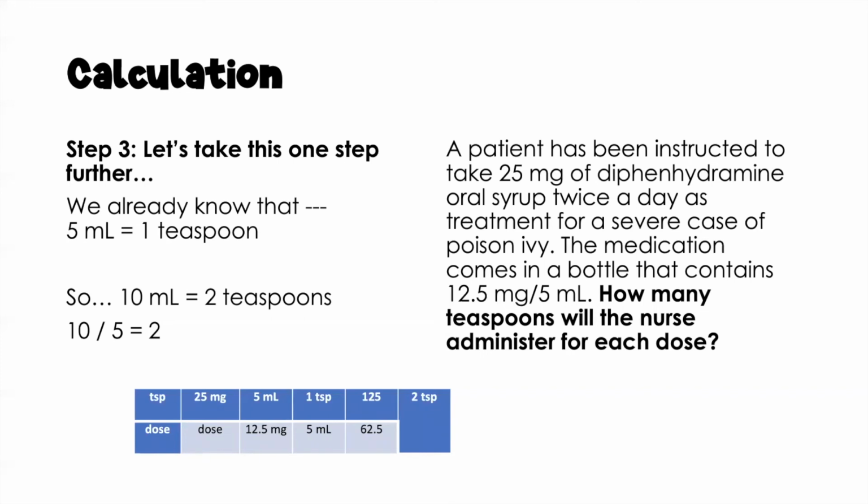However, in dimensional analysis, you could work this as one long chain. So what you want is teaspoons per dose. What you have on, or your order is 25 milligrams per dose. Here's your concentration, 5 milliliters per 12.5 milligrams. Here's your conversion, 1 teaspoon to 5 milliliters. Our milliliters are canceling out, our milligrams are canceling out, and now what we're left with is teaspoons per dose. And so 125 divided by 62.5 is 2 teaspoons.